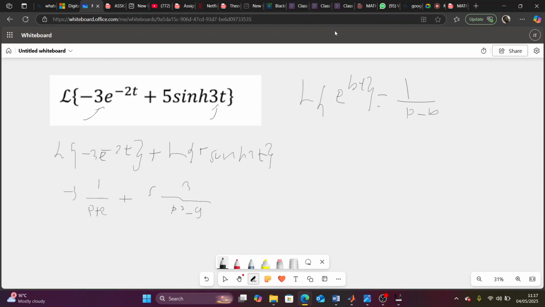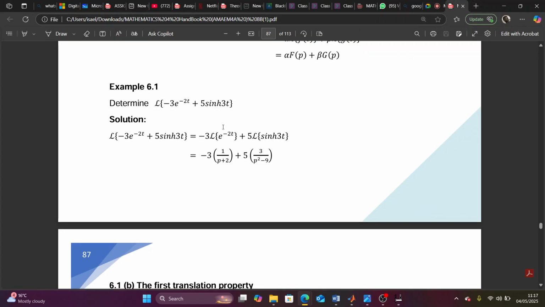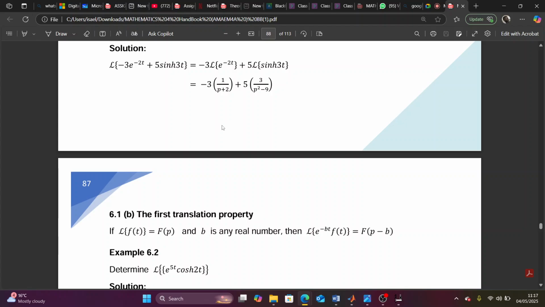I just want to confirm something. In this textbook, is it using p or s? Okay, it's p, because some other books call it s.